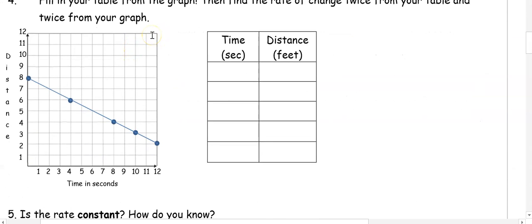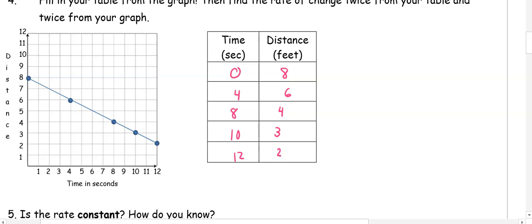So in number 4, we want to fill in our table. We have these points that are given to us. So at 0 seconds, we're at 8 feet. At 4 seconds, we're at 6 feet. At 8 seconds, we're at 4 feet. At 10 seconds, we're at 3 feet. And at 12 seconds, we are at 2 feet.